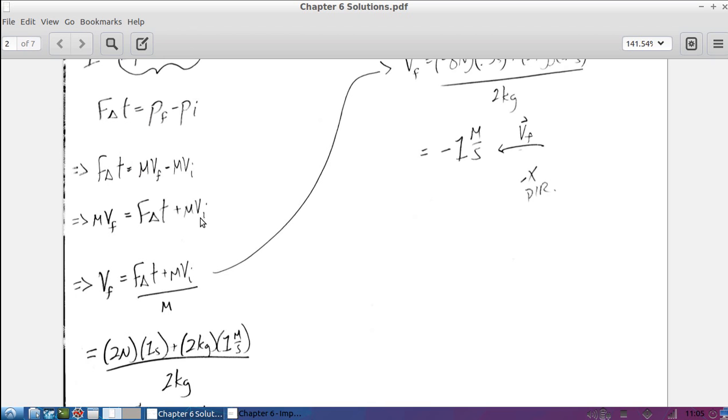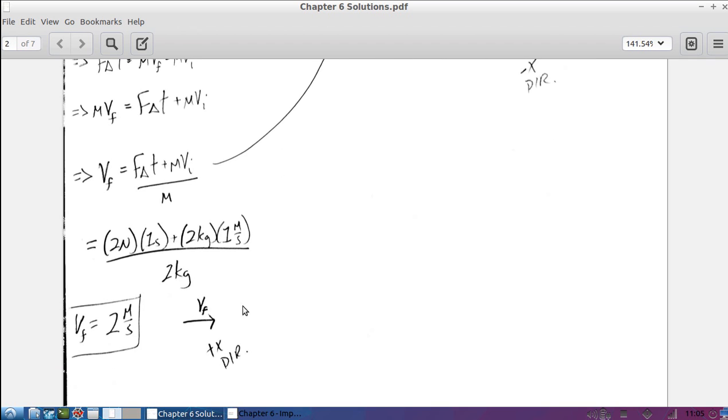Divide both sides by the mass. I'm solving for v final, right? That's final momentum, and I want final velocity, so divide both sides by the mass. Everything's positive: the initial velocity is positive, the force is positive. So I plug my values in, and I get a speed of 2 meters per second. It's still positive. My initial velocity was positive, my force was positive, so this makes sense. Something's moving in the positive x direction, I give it a force in the positive x direction, and it speeds up in that direction. So that's my new velocity.